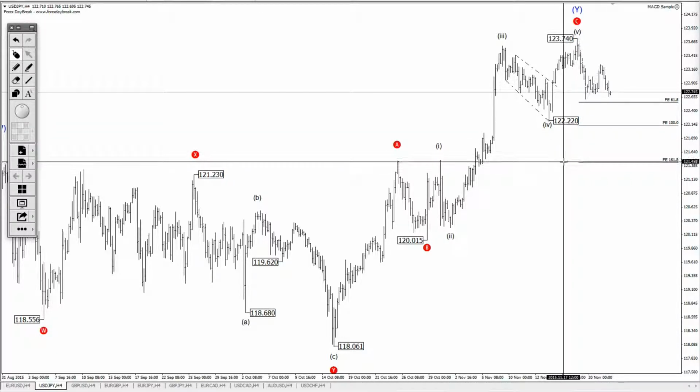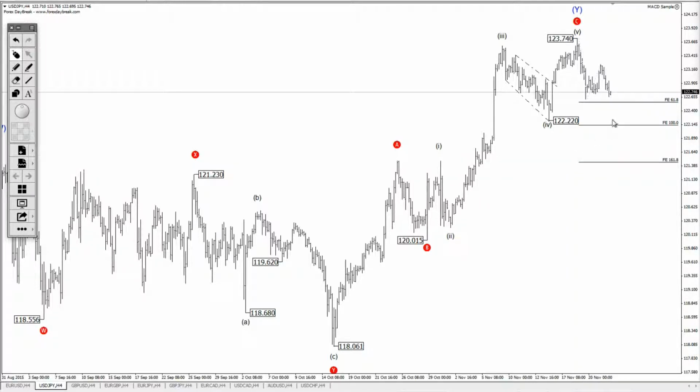Let's see, once the trade kicks in, how strong the decline is. Maybe we can expect even the 161.8% expansion level to be reached. This is at 121.45. So a trading opportunity on dollar-yen.